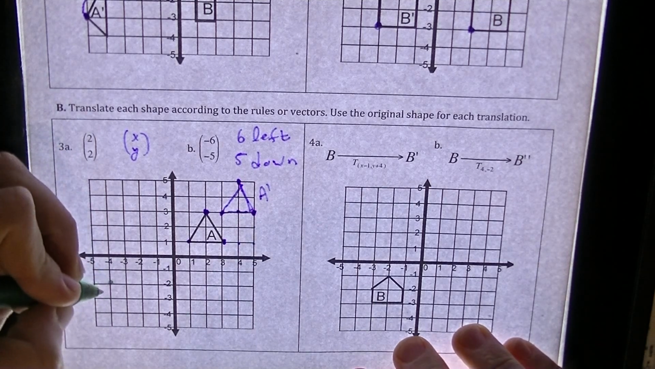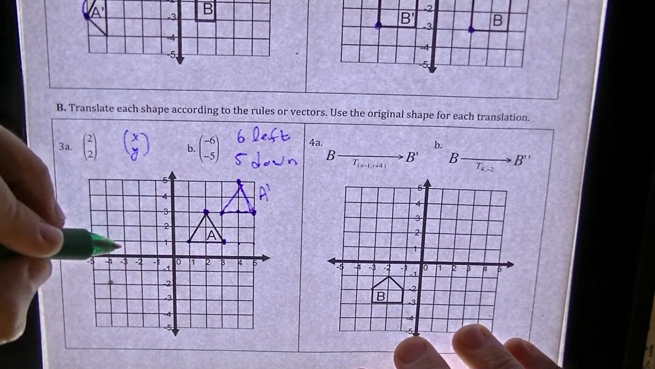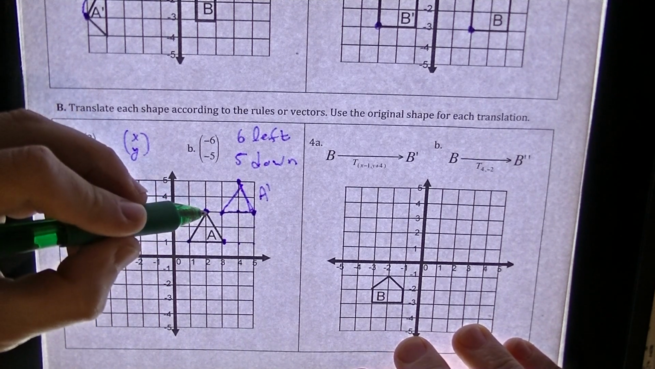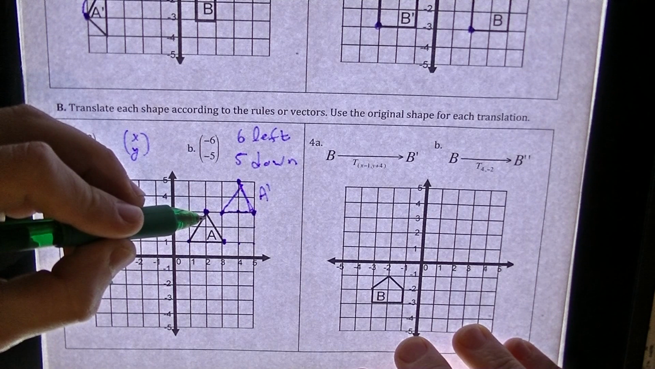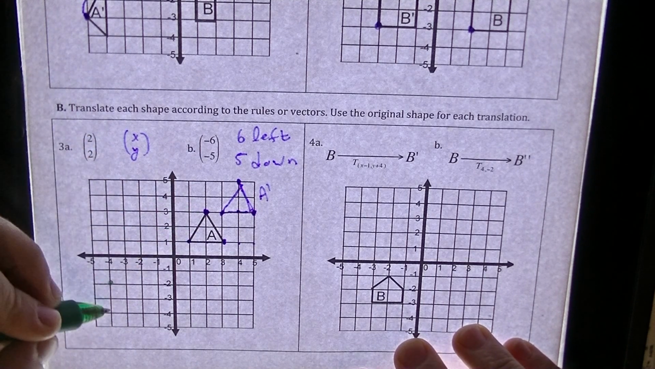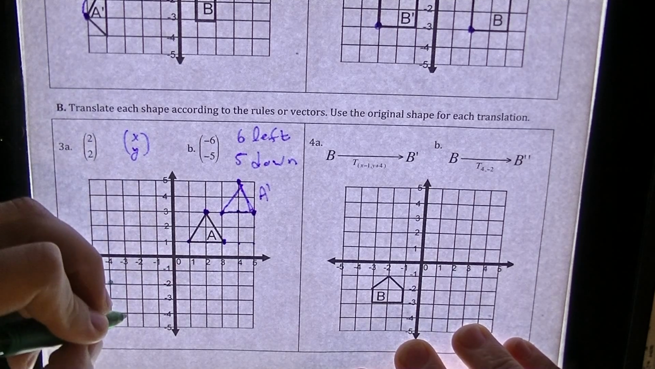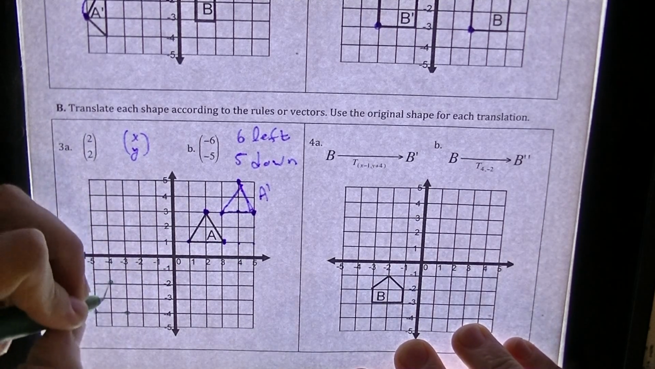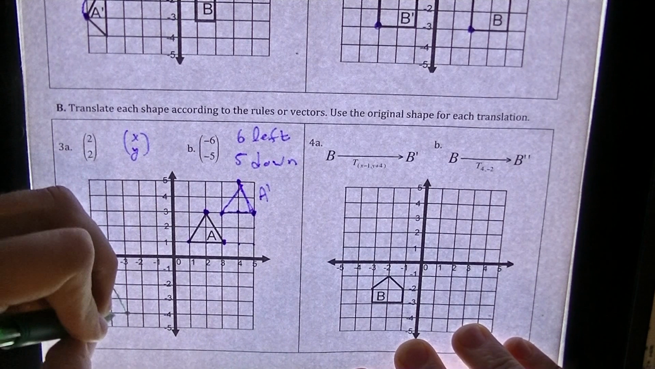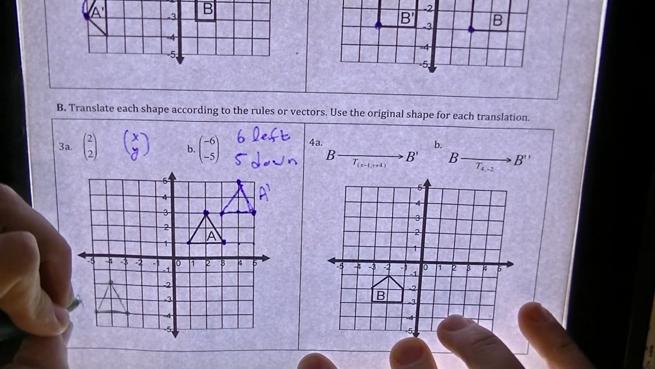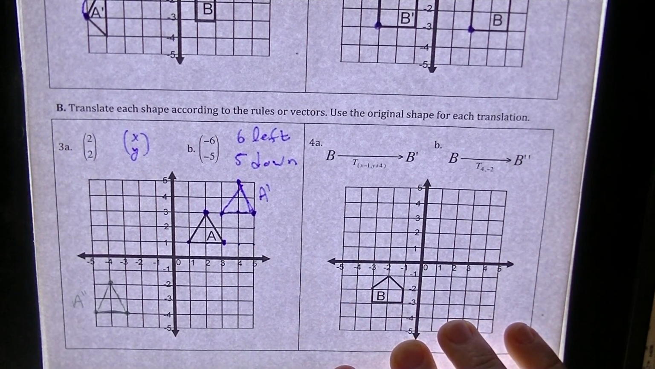That's my top point. And now I can do 6 to the left and 5 down again, or I can say, hey, I started here. The other point was 2 down, 1 to the left, 2 down, 1 to the left. And the third point was 2 down, 1 to the right, 2 down, 1 to the right from my original. And that should be the full image of, in this case now, A prime prime.